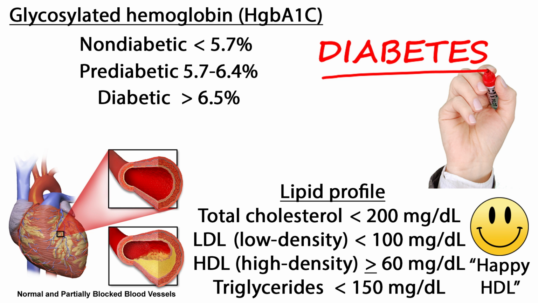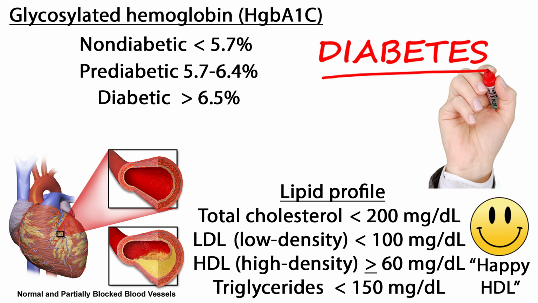Another common hematology test is the glycosylated hemoglobin, or hemoglobin A1C, which measures the average level of blood glucose over the previous 3 months. It is used to screen for and diagnose diabetes and prediabetes in adults. A non-diabetic person should have a result less than 5.7%. 5.7 to 6.4% indicates an increased risk for diabetes. An A1C level of 6.5% or greater is consistent with diabetes.